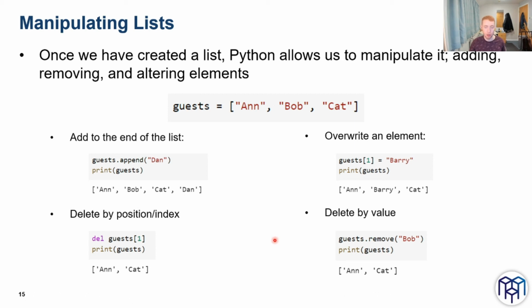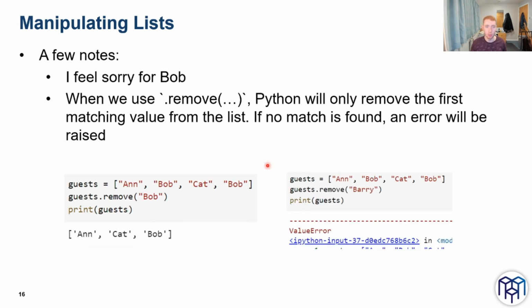And finally, we can also delete by value. There we deleted using the index. We can also delete by whatever value is in the list by using the dot remove method. Similar to append, it's the name of the list, then dot remove, and then we pass in a string, which is the value that we want to remove. So here we put in Bob, and we remove that. Two points on that. Poor Bob, always getting uninvited.